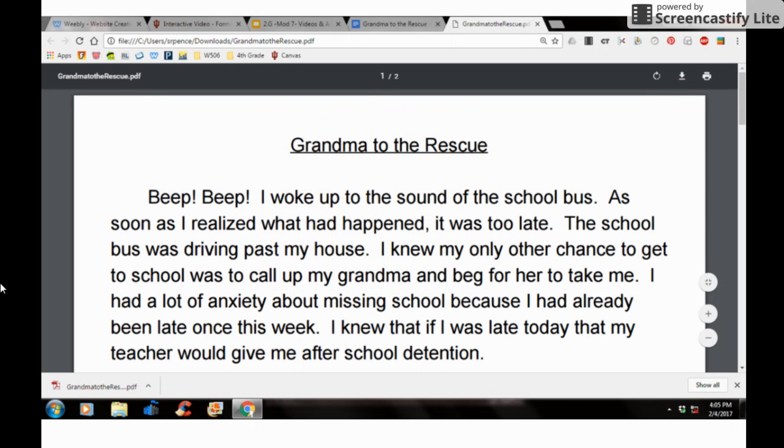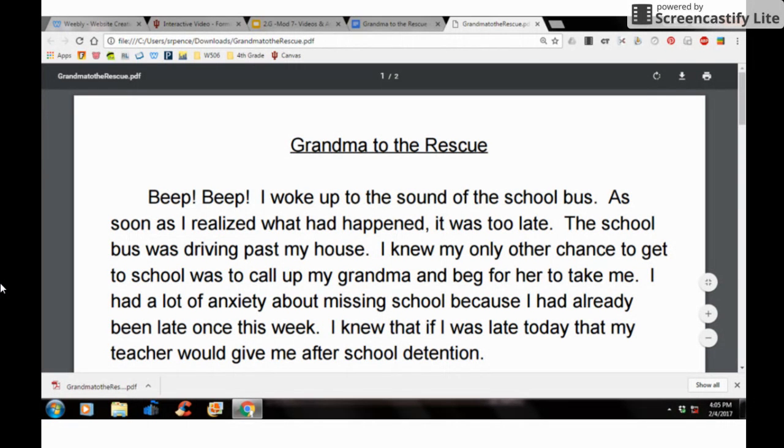Let's read the first paragraph of the passage, Grandma to the Rescue, together. Beep, beep. I woke up to the sound of the school bus. As soon as I realized what had happened, it was too late. The school bus was driving past my house. I knew my only other chance to get to school was to call up my grandma and beg for her to take me. I had a lot of anxiety about missing school because I had already been late once this week. I knew that if I was late today, that my teacher would give me after-school detention.